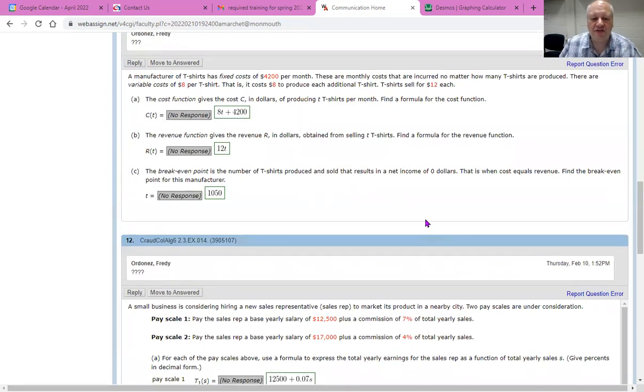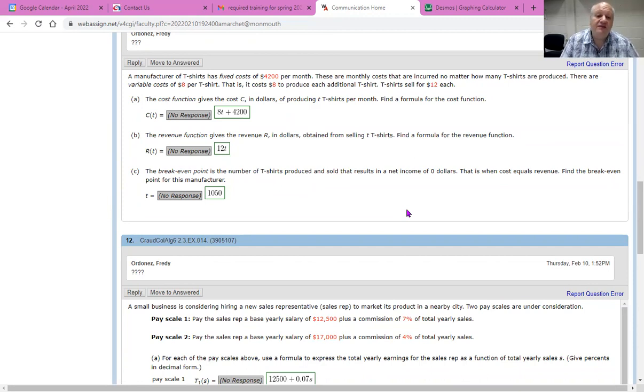A manufacturer of t-shirts has fixed costs of $4,200 per month. These are monthly costs that are incurred no matter how many t-shirts are produced. That is what fixed costs are. You pay them every month, like it or not. It has nothing to do with what you're doing in the factory, right? It's like employees' salaries, utility bills, things like that. You have to pay 4,200 a month, period, if you want to operate.